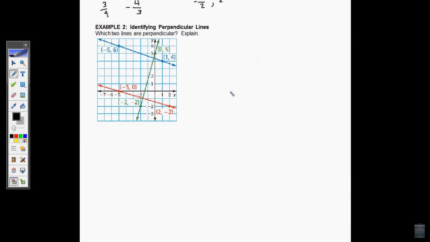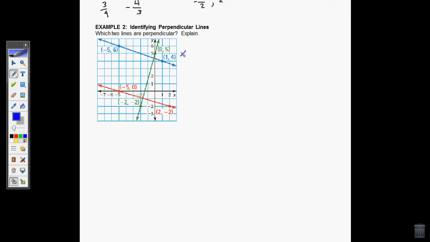Now let's look at identifying which of these lines are perpendicular to each other. And just like on the front, we're going to have to look at what their slopes are in order to figure out if they're perpendicular or not. I'm going to do one of them by the formula. The others we'll just do by looking at them. So let's start with blue again. We'll do that by formula.